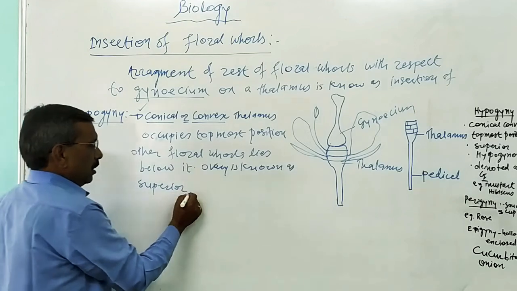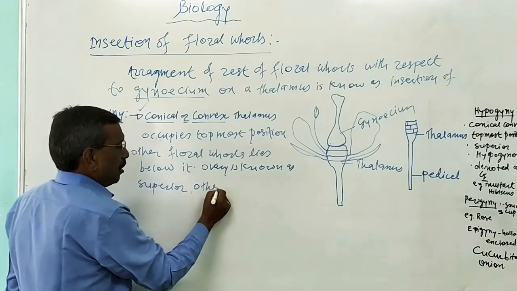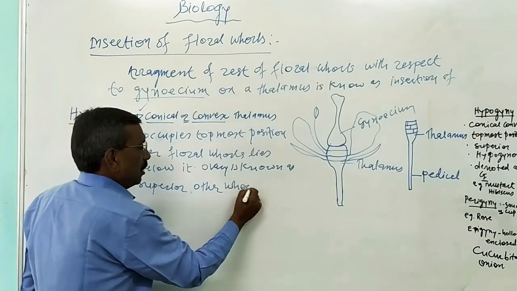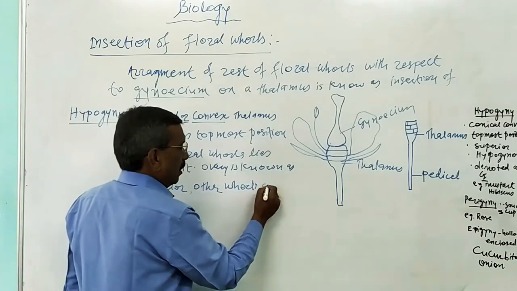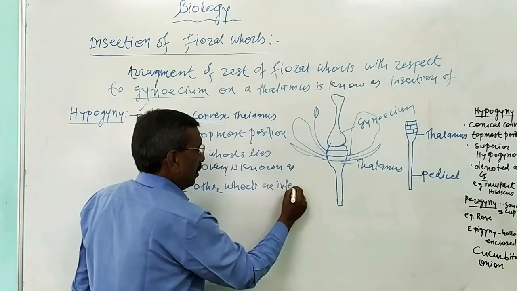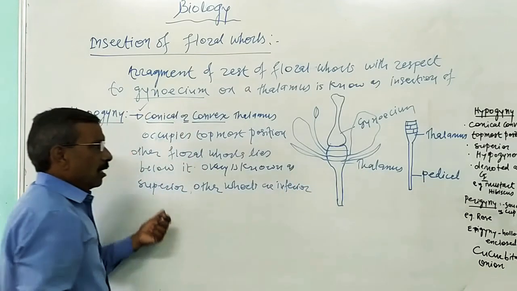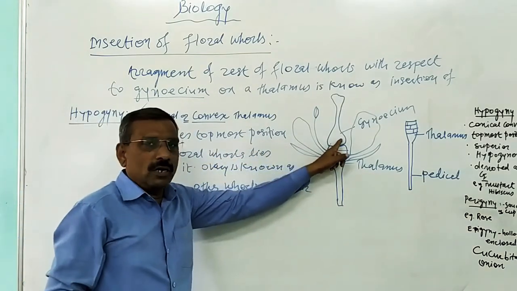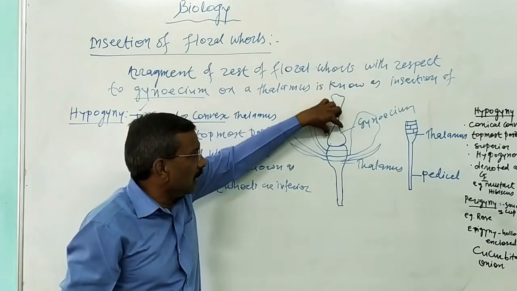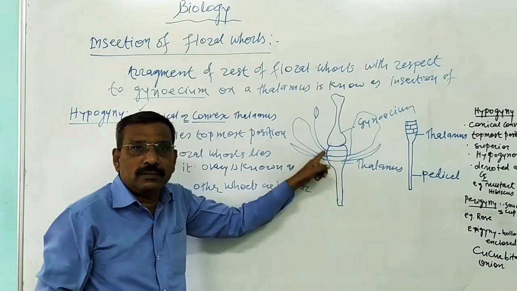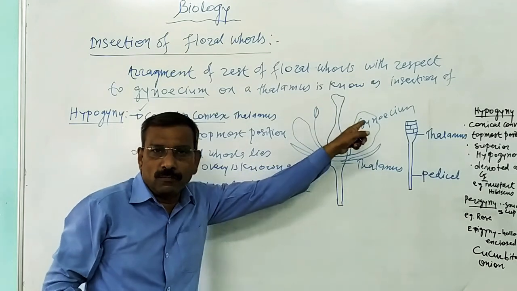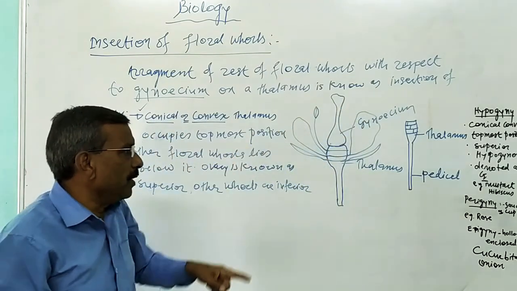And the other floral whorls are known as inferior. Which are the other floral whorls? The calyx, corolla, androecium and gynoecium are inferior. Why is the ovary known as superior? It occupies the topmost position on the thalamus, and the other floral whorls lie below it, so they are inferior. So the ovary is superior and the other floral whorls are inferior.